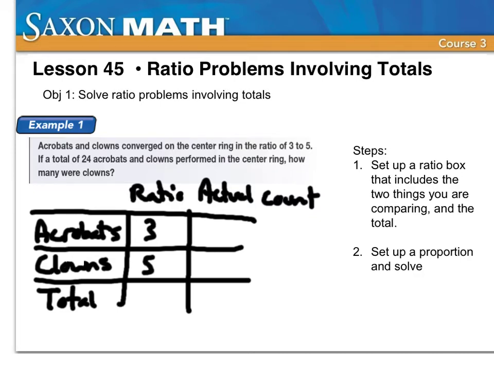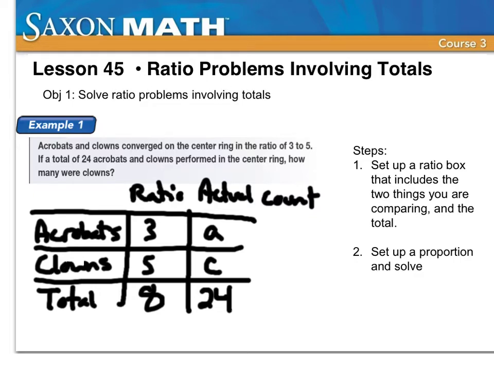Okay? Well, the actual count, let's fill in first what else we know. We know there's a total of 24 acrobats and clowns. So for the total, the actual count is 24. To get the total ratio, 3 to 5, 3 plus 5 gives me 8. And then we don't know the number of acrobats, and we don't know the number of clowns. So here's our ratio box.